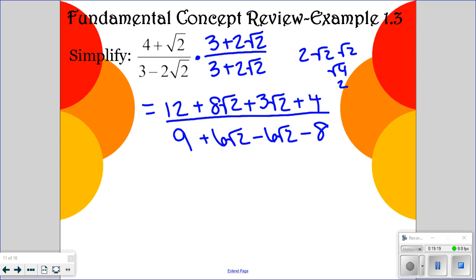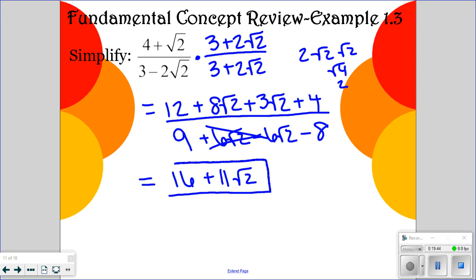And then you want to simplify. In your numerator, you have 12 and 4 that you can combine together to make 16. And then plus 11. 8 plus 3 is 11, square roots of 2. In your denominator, we have 6 square roots of 2 minus 6 square roots of 2, which cancels. And then we have 9 minus 8, which is a 1. And you don't write something over 1. It's just going to be 16 plus 11 square roots of 2. So that would be your answer for that one.